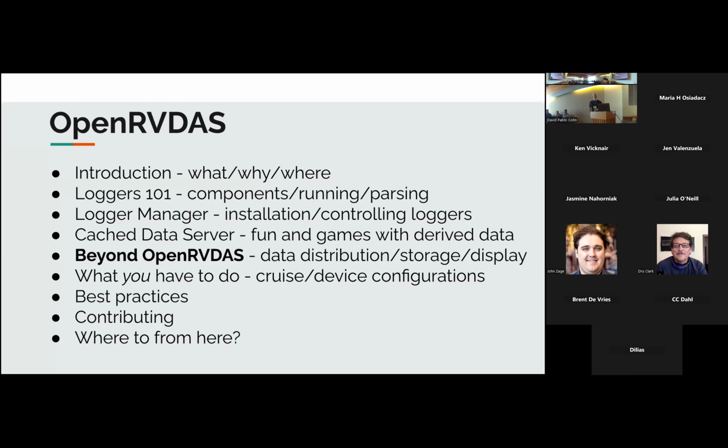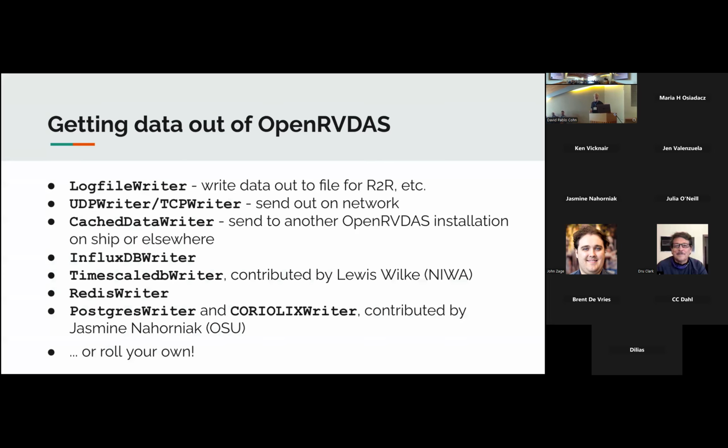Where are we next? Okay. Beyond OpenRVDAS, that's sort of the core of what you do in OpenRVDAS. Beyond that is the question of, we've acquired the data, now what do we do with it? First thing we want to do is get it out of OpenRVDAS so we can put it in a log file. We can send it out over the network, we can send it to the cache data writer, send it to Influx, Timescale DB, Redis, Postgres, CORIOLIX. These are all writers you can send the data to, and you too can run your very own writer.